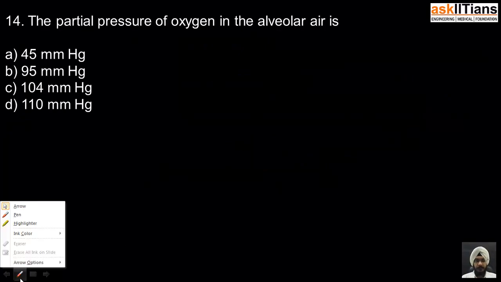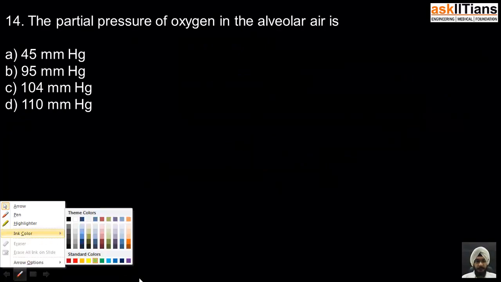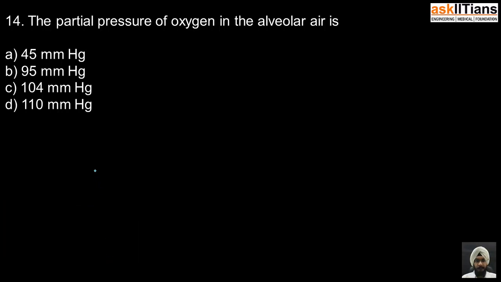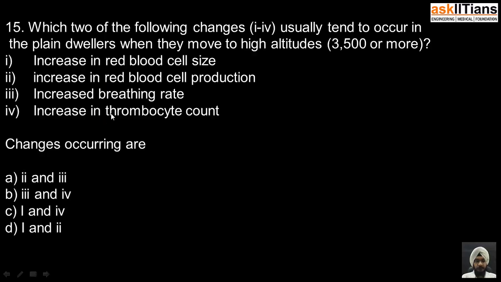So the next question says the partial pressure of oxygen in the alveolar air is. So this is a very straightforward question. It is more like remembering the partial pressure of oxygen in different compartments, like in the alveolar air, in the atmospheric air, at the tissue level. So the answer to this is C, which is 104 millimeter of mercury. This is the correct option. Rest of them are incorrect. Let's move on to the next question.